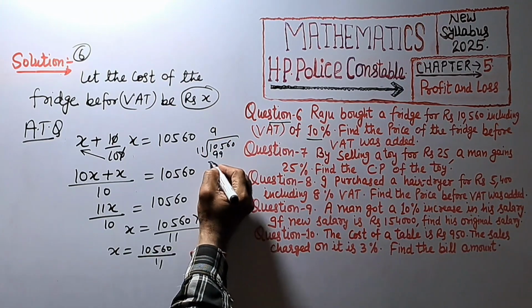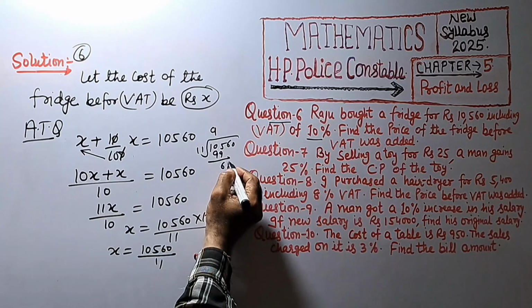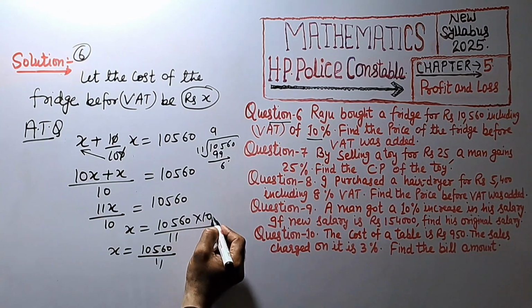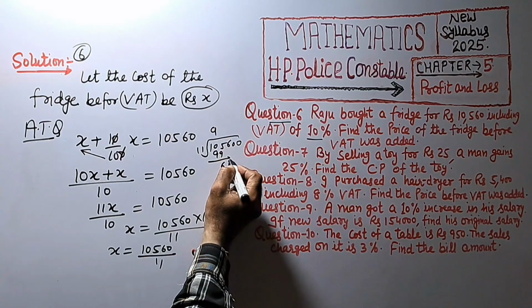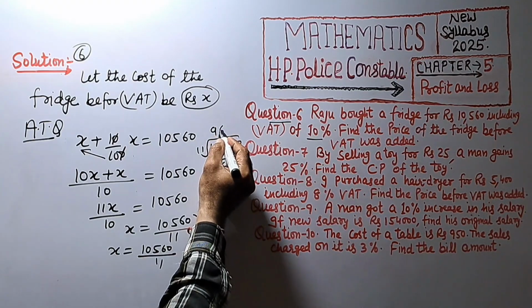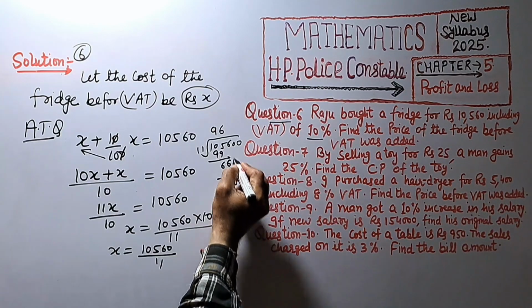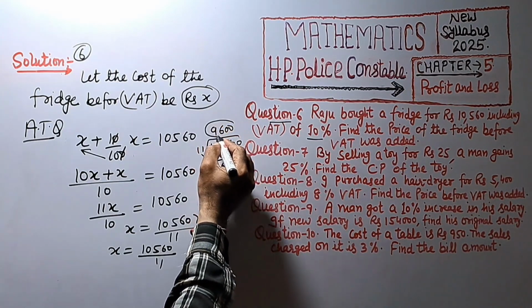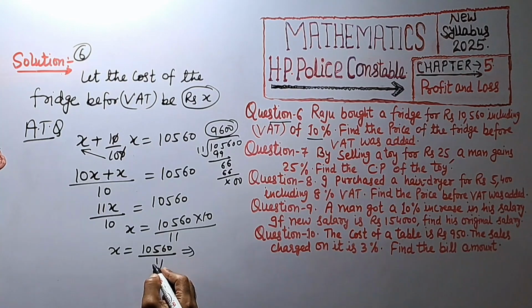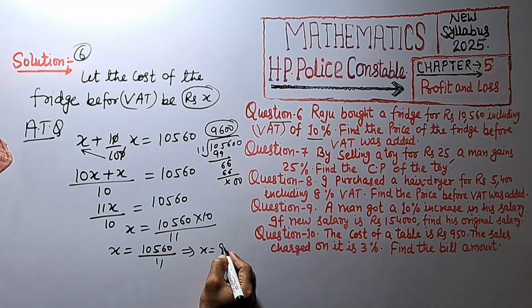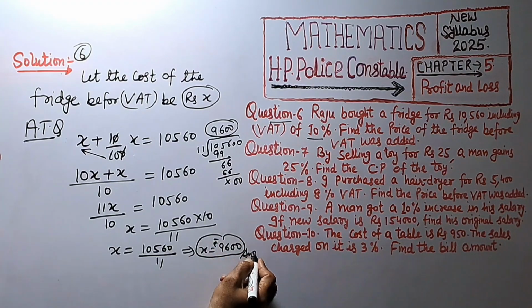11 nines are 99 and 6, 0 0. 6 11s are 66 and double 0. So we get x is equal to 9600 rupees. Answer.